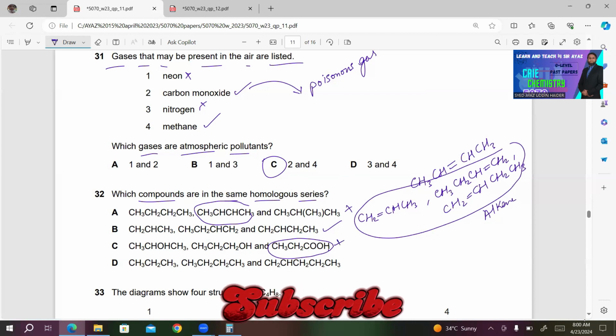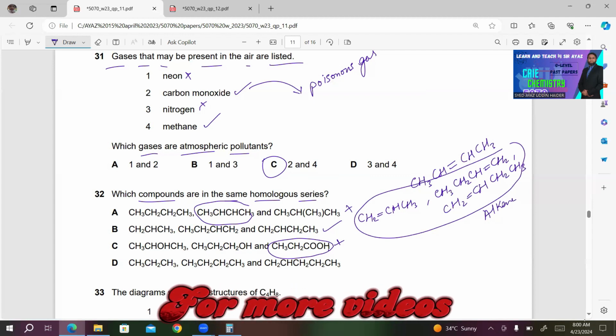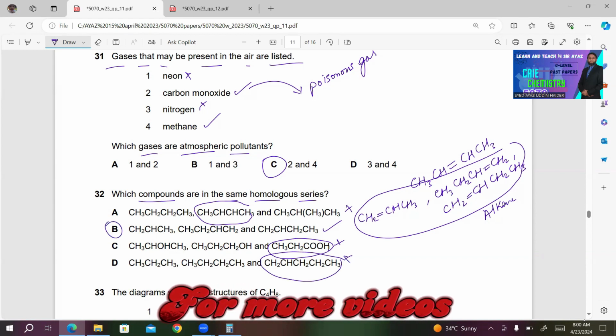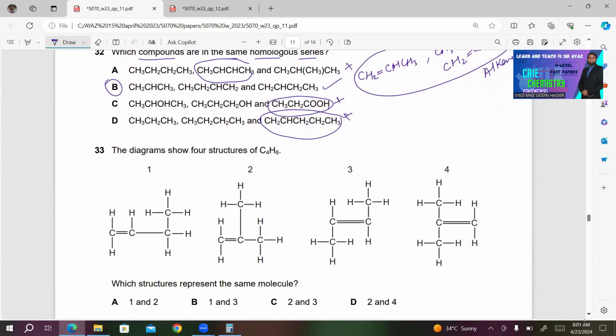D, CH3, CH2, CH3, comma, CH3, CH2, CH2, CH3, and CH2, CH, CH2, CH2, CH3. This is also incorrect. The reason is that the last one belongs to a different homologous series. The last one belongs to alkene. First two belong to alkane. So B must be the right answer for 32.